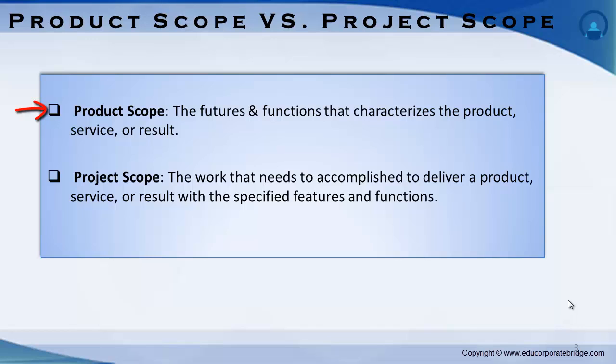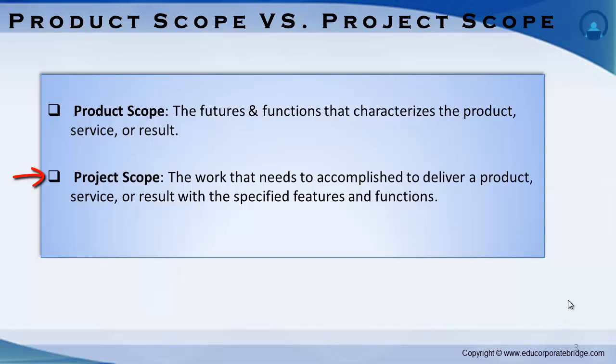Project scope includes all the work needed to be done to create a product or deliver a service or result. The project scope is all about the project. It defines the requirements of products, the work required to create the product, and defines what is in the scope and what is not. The project scope is also known as scope statement or statement of work.